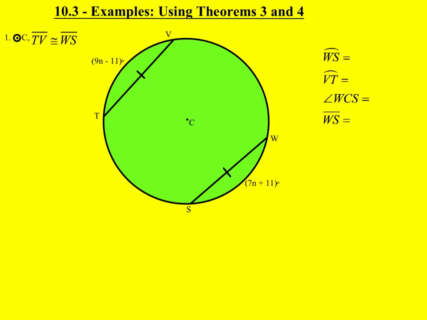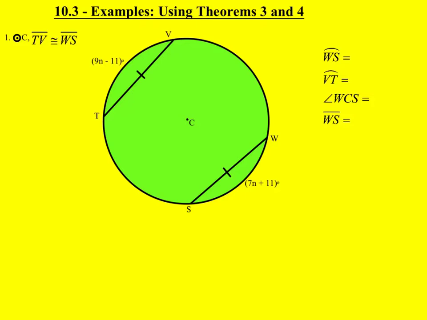Okay guys, 10.3 examples using theorems 3 and 4, at least on our circle wheel, the way we're drawing it up and the way we're writing it in our class. Anyone else, this is all about arcs and chords being congruent to each other. First three examples are exactly that. Then the second two examples are a little bit different.